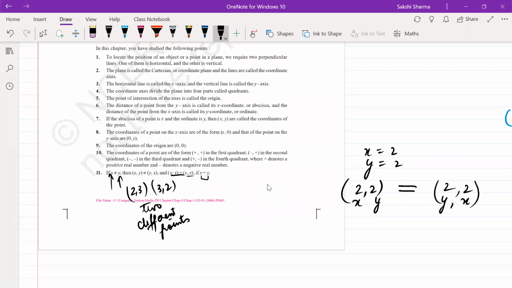Only then they will be equal. In this case, it's different. X is 2, y is 3. And if you change the order, the points will be different. Be careful. That's it. This is a very basic thing.